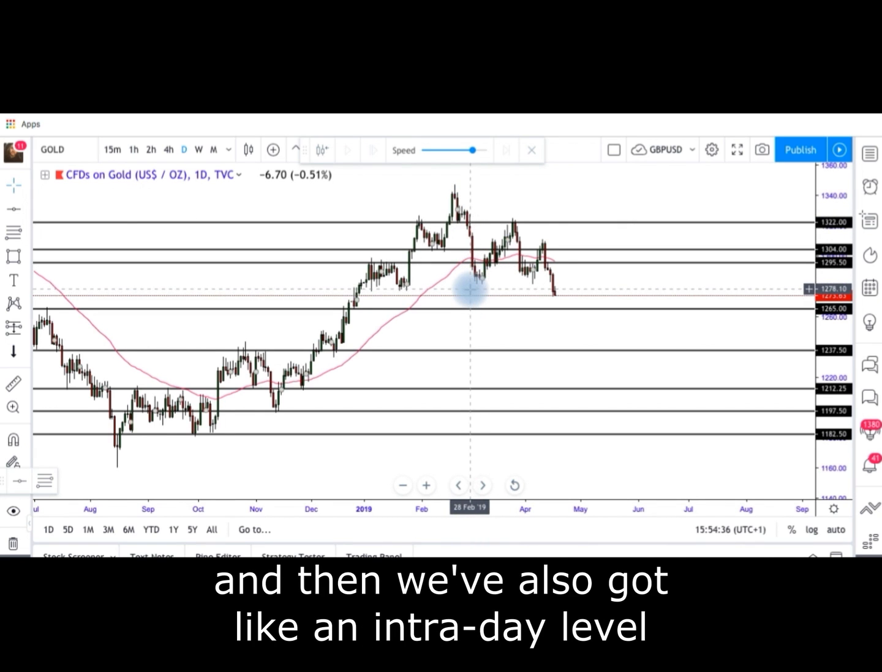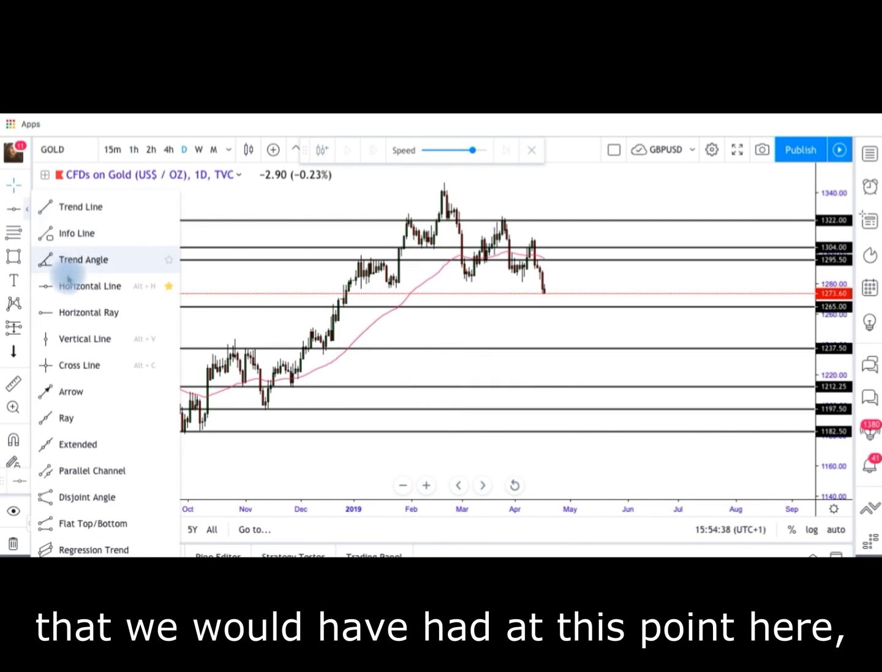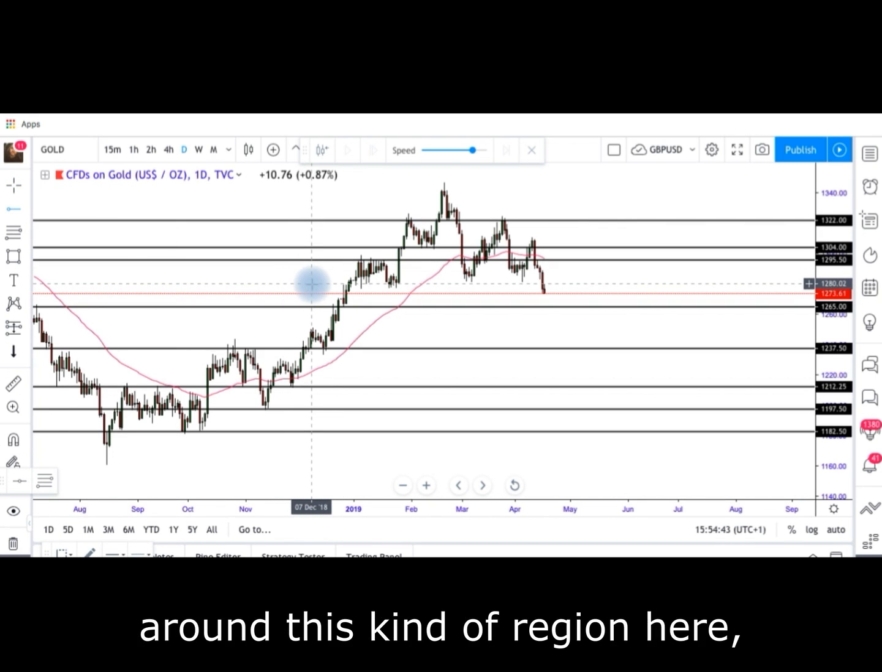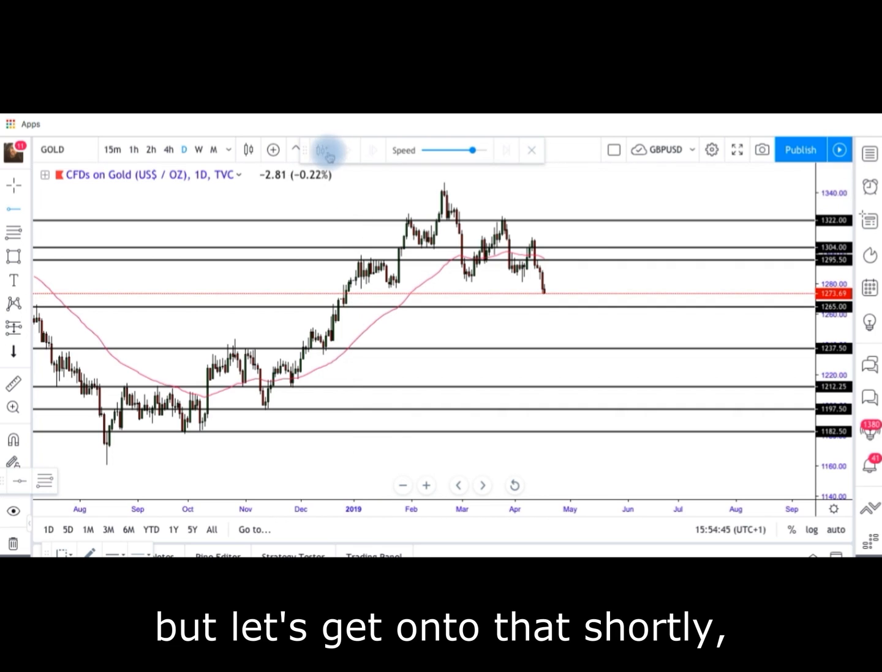And then we've also got like an intraday level that we would have had at this point here. Okay, we would have had another level around this kind of region here, which would have been around sort of 1280. But let's get onto that shortly. Let's get onto that later.